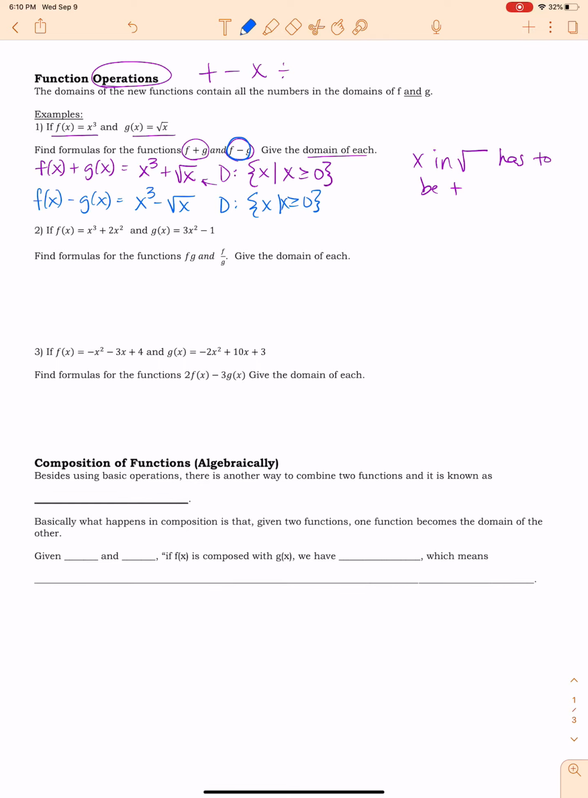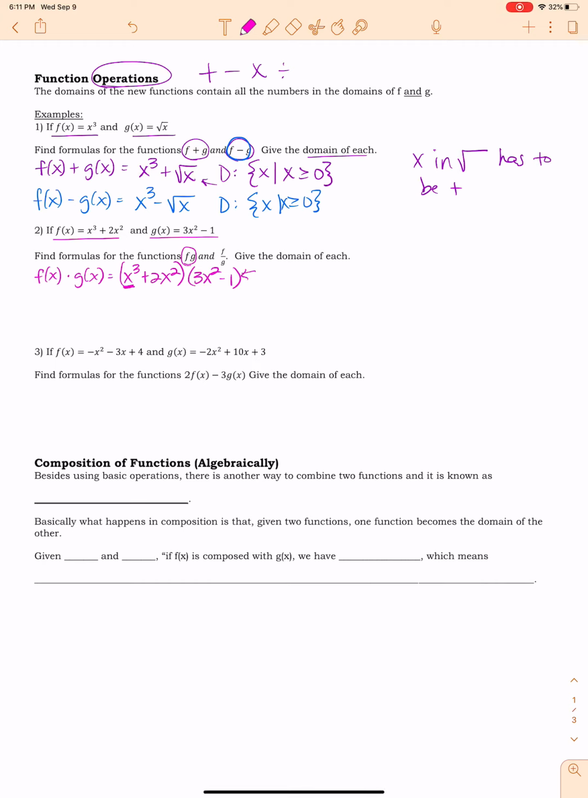Okay, so when we look at number 2, we've got f of x here and g of x. We're finding the formulas for f times g. So that would be f of x times g of x, which is going to give me x cubed plus 2x squared, I'm going to put all that in parentheses, times 3x squared minus 1. All right, so we're going to have to FOIL, if you remember how to do that from Algebra 2. That just means every term over here gets multiplied by every term over here.